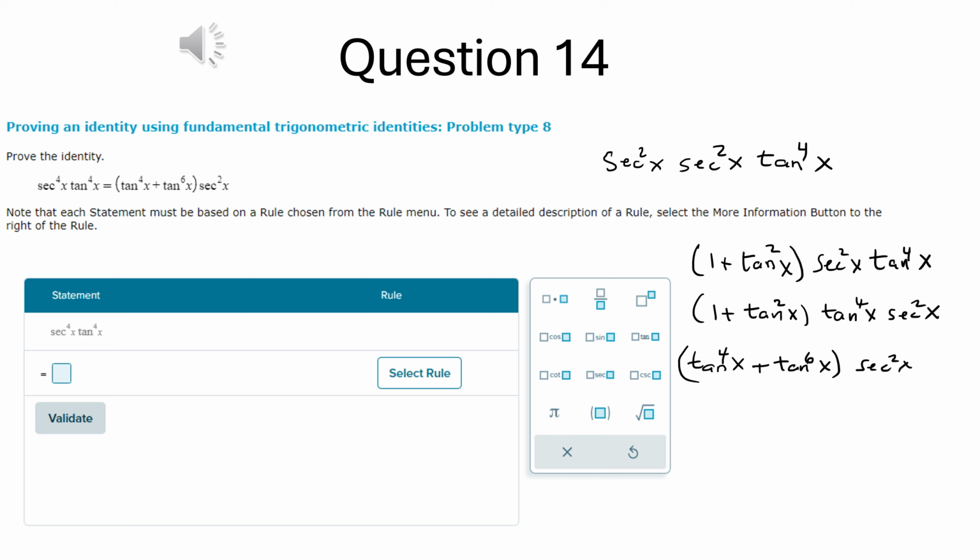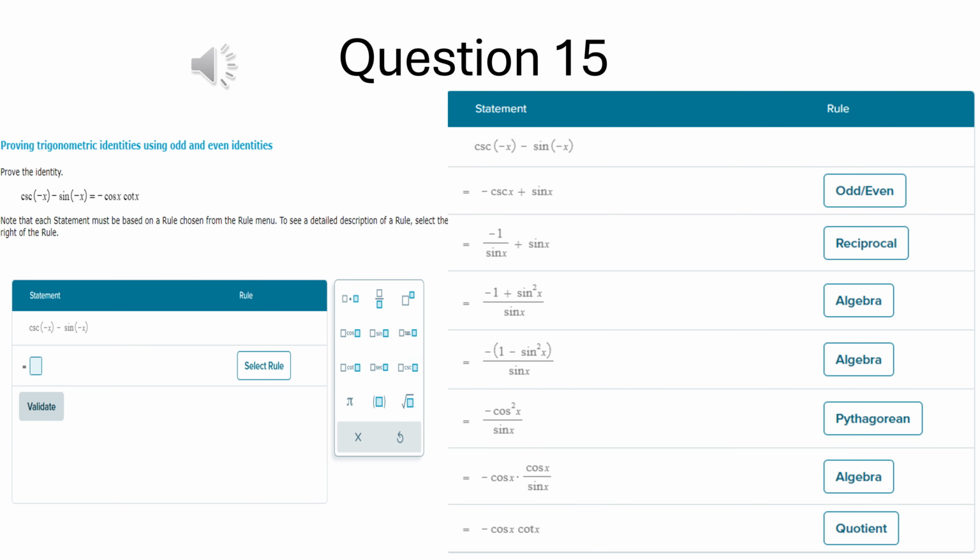Now, if you apply distributive property, using tangent to the 4th power, tangent to the 4th power, and tangent to the 4th power times tangent to the 2nd power is tangent to the 6th power, and secant square stays outside the parentheses. Done. Wow, this is too long.